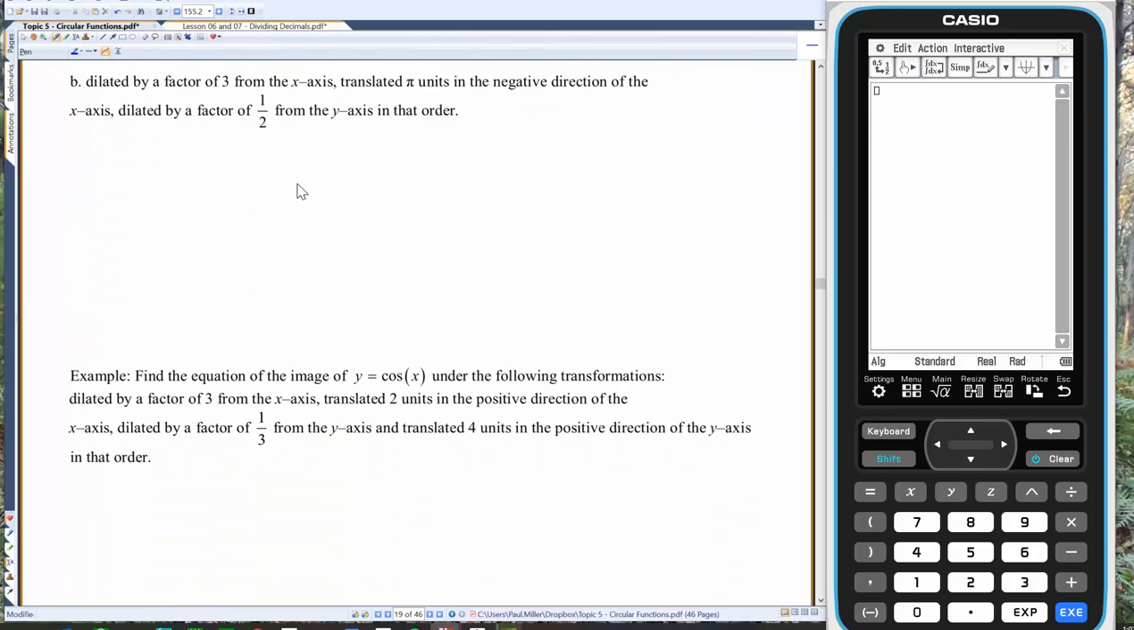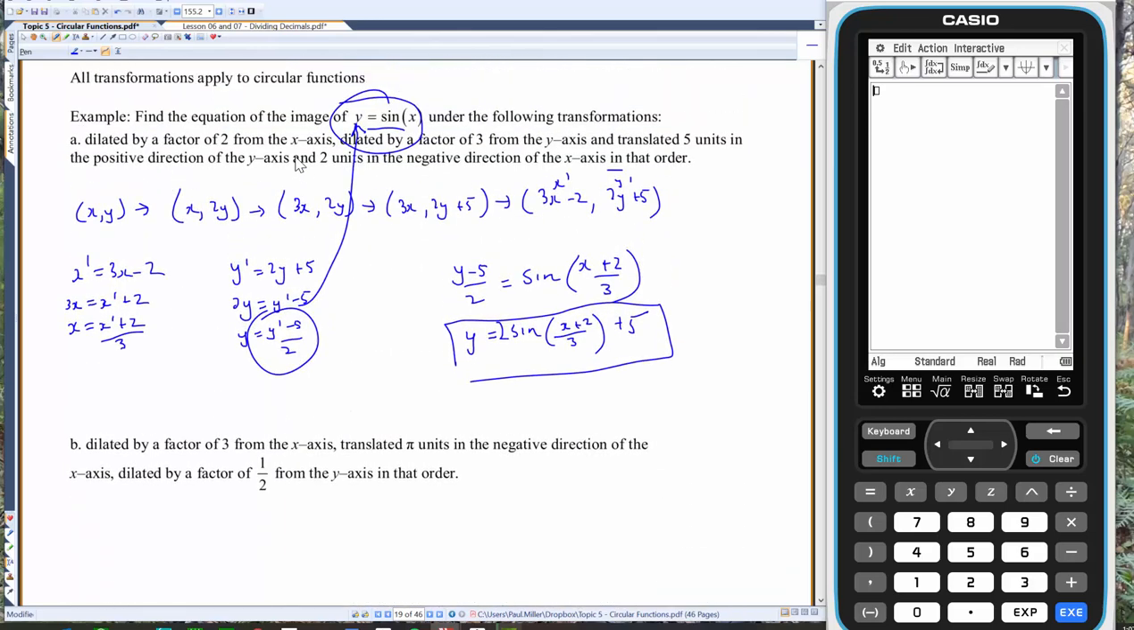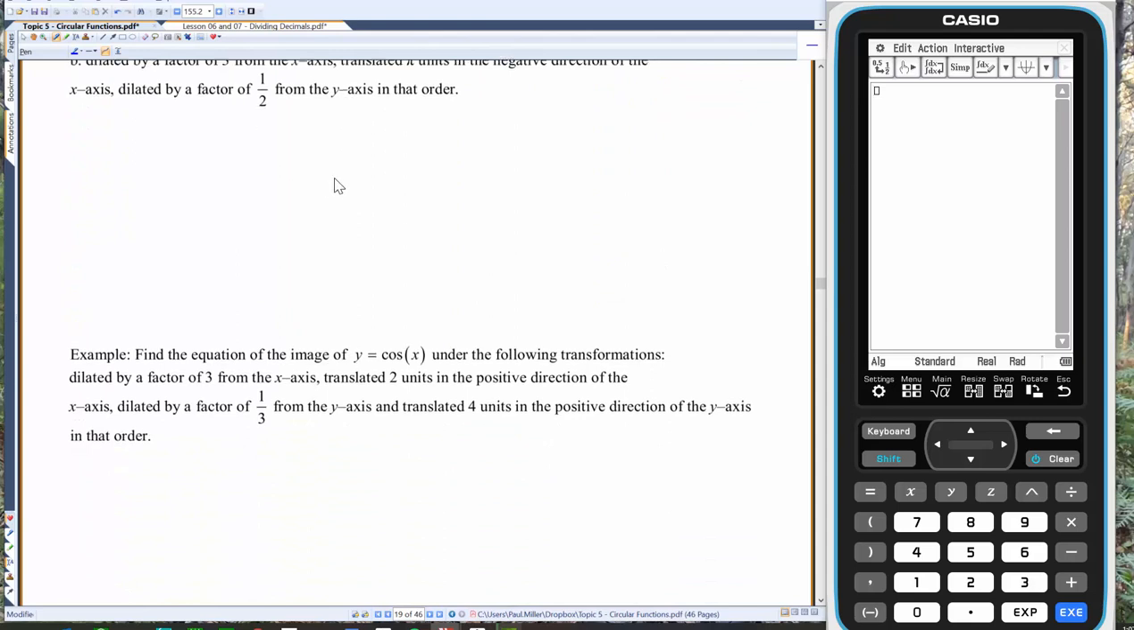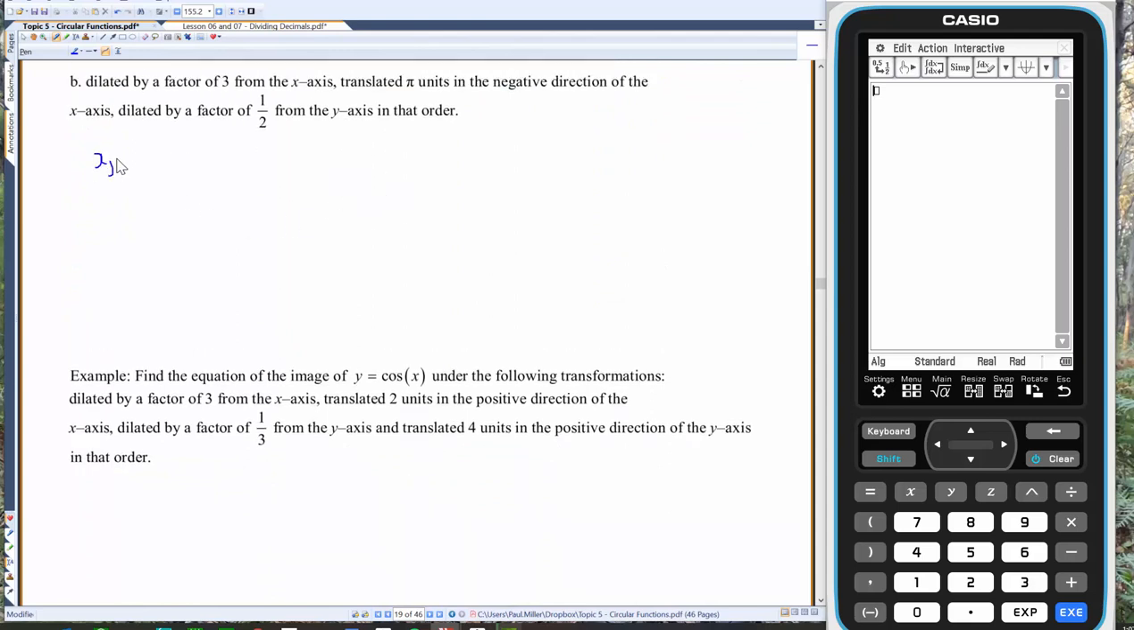Okay, another one. So we're still transforming y equals sine x, but we're doing this time: dilated by a factor of 3 from the x-axis. So dilations from x change y. So that's going to be x, 3y. Translated pi units in the negative direction of the x-axis. So x take pi, 3y. Dilated by a factor of a half from the y-axis, in that order. So we're going to go half x take pi, 3y. That's x dash and that's y dash.